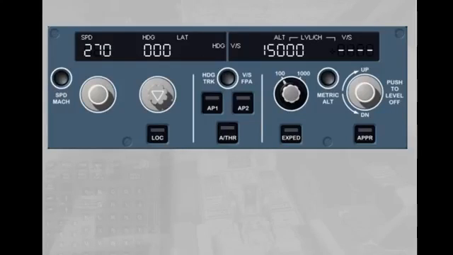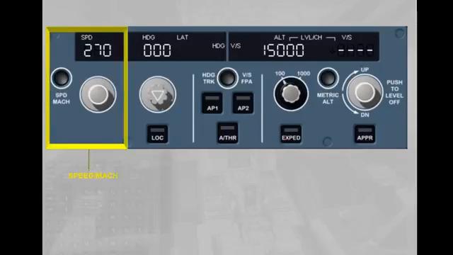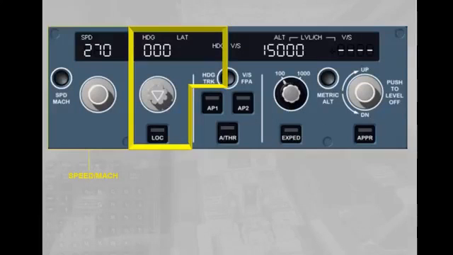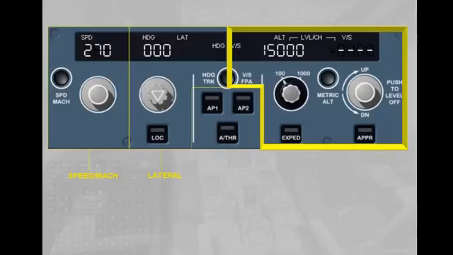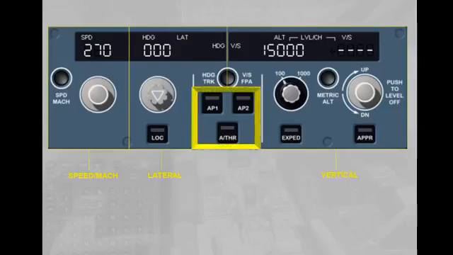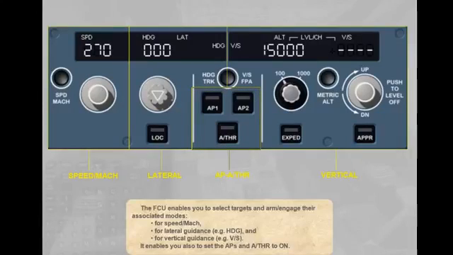The FCU enables you to select targets and arm/engage their associated modes: for speed Mach, for lateral guidance, e.g. heading, and for vertical guidance, e.g. vertical speed. It enables you also to set the autopilots and autothrust to on.